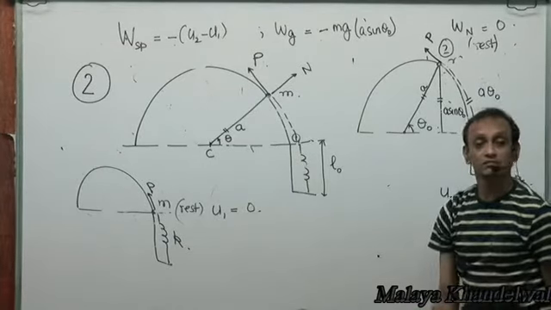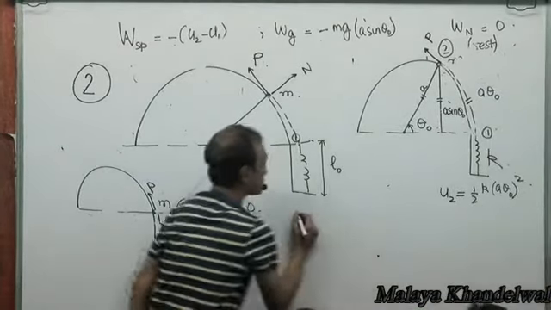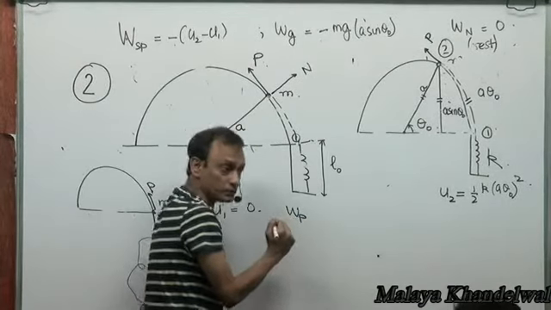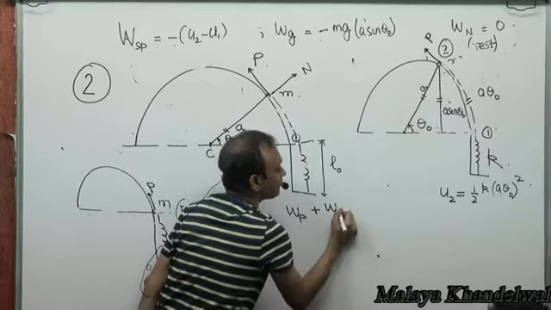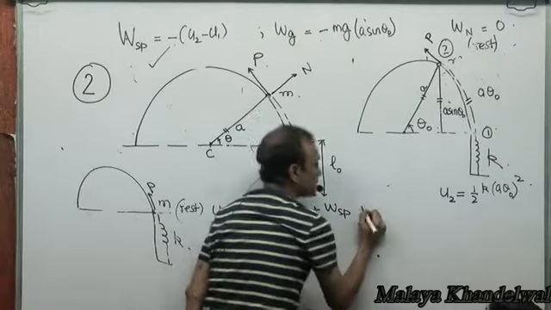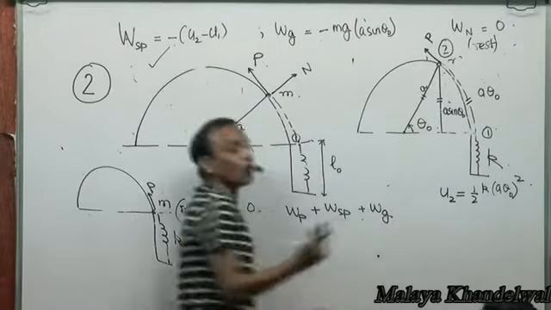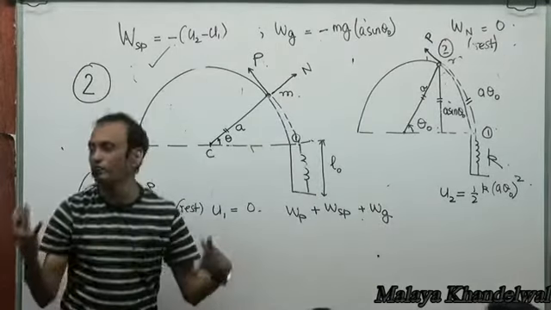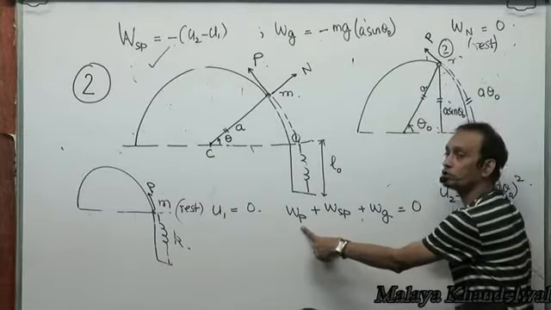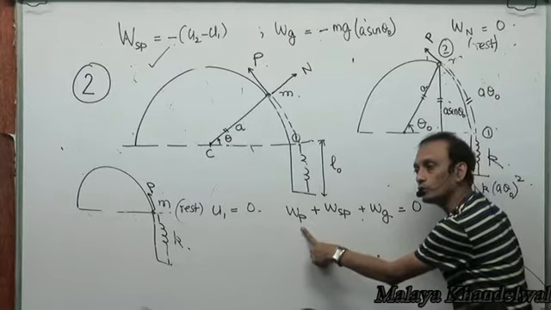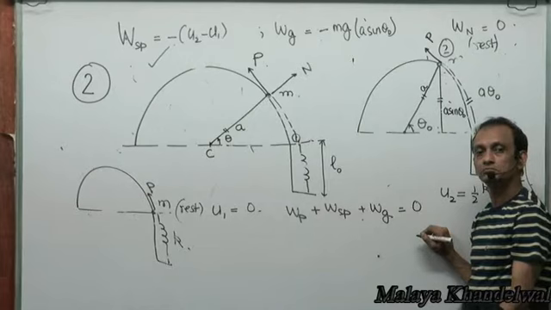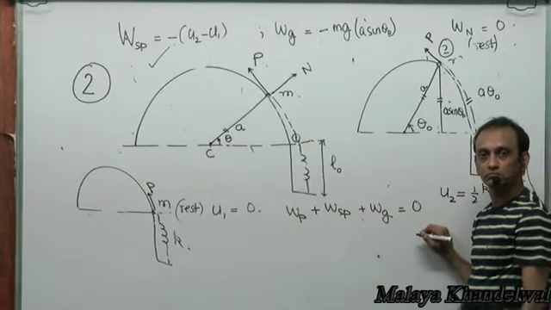We are now all set, because the work done by P, which is what we want to compute, plus the work done by the spring force, which we have already obtained, plus the work done by gravity, all of this must be the change in kinetic energy, and therefore 0. This then gives us an opportunity to obtain the work done by P. Work done by P. Yes or no? Clear?